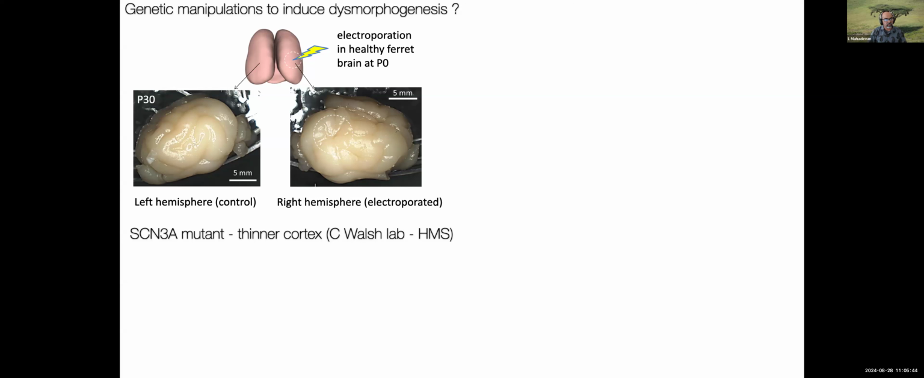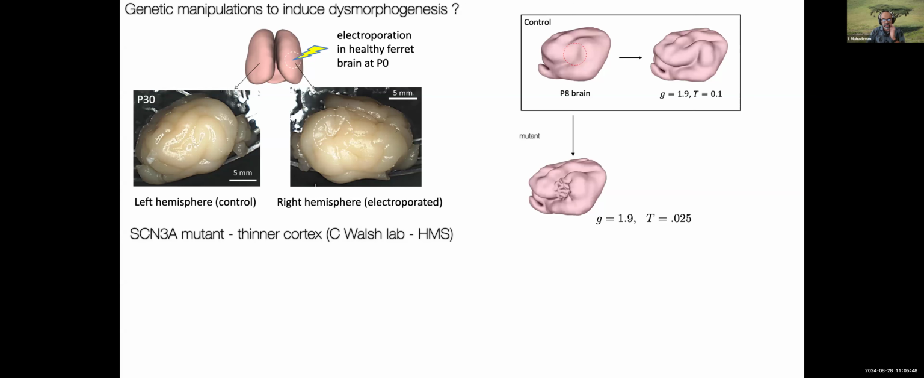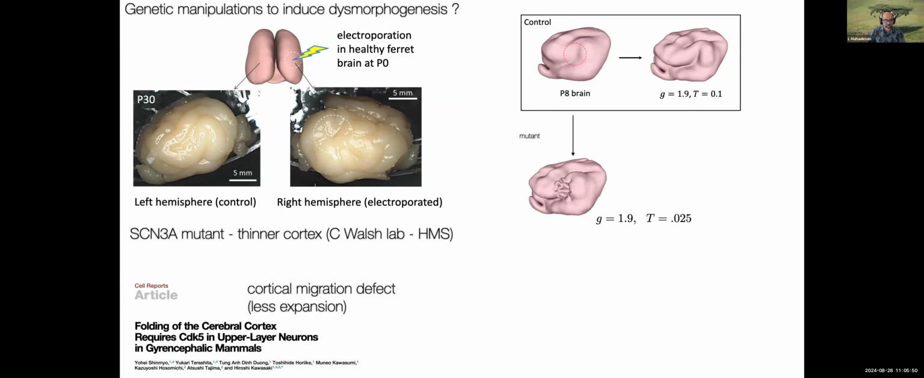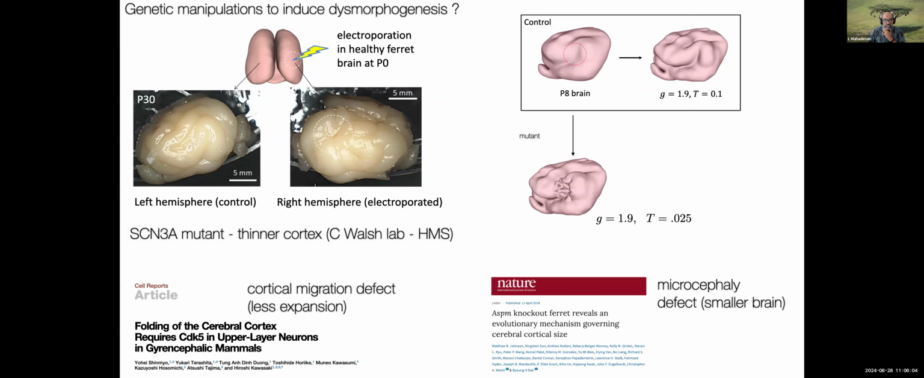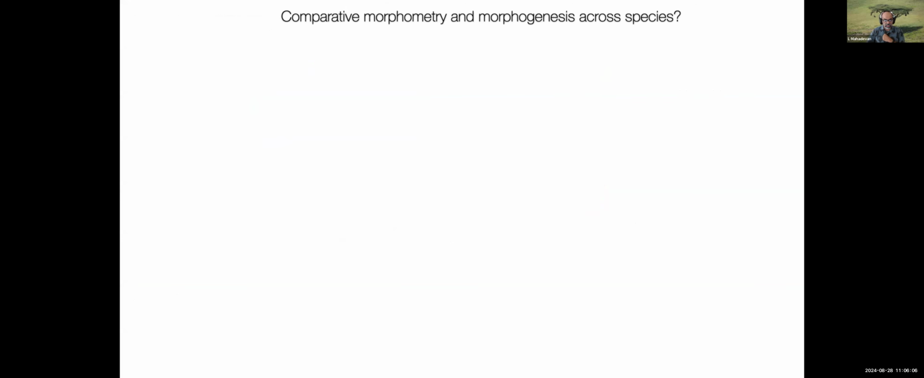And then when you localize them, you start to see formation of polymicrogyria, which shouldn't surprise you. You look in the literature, there are other defects, again in the ferret, associated with cortical migrations. That means fewer cells, neurons, migrating from the inside to the surface. A consequence of that is you get less expansion, and you also have microcephaly.